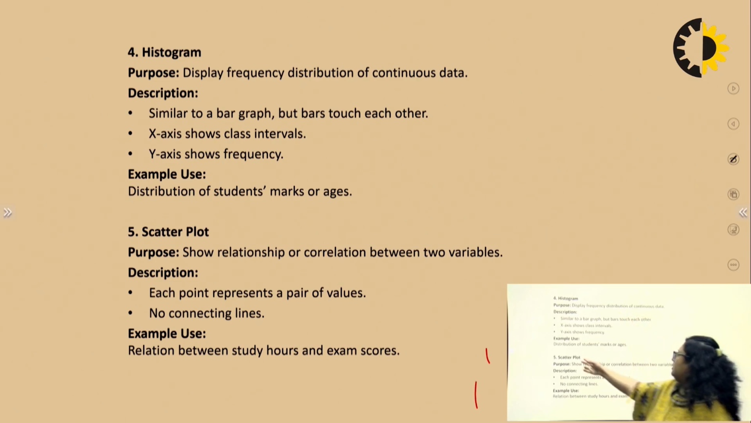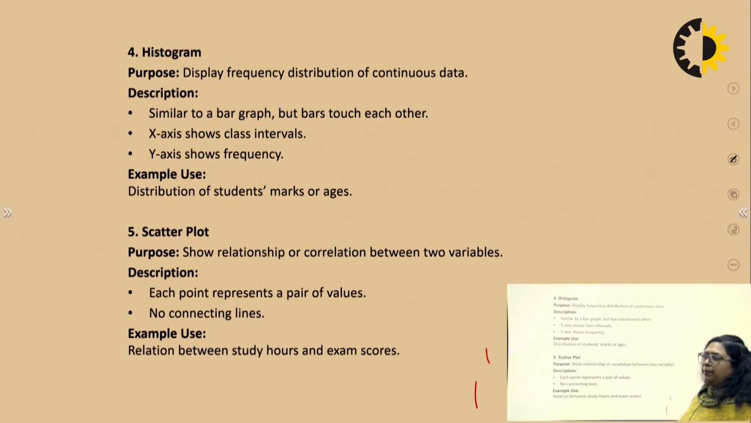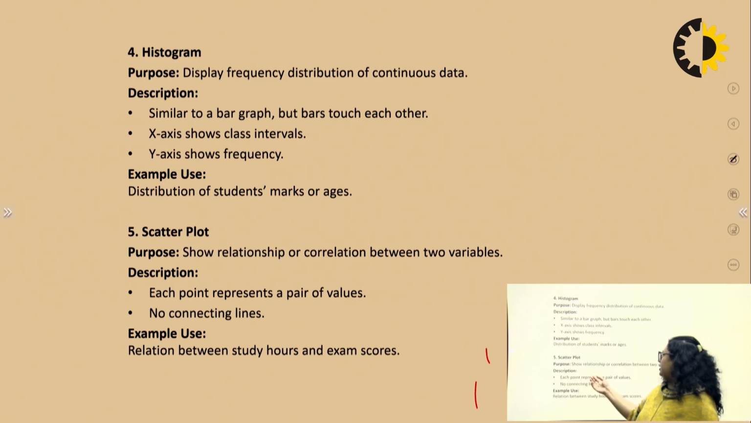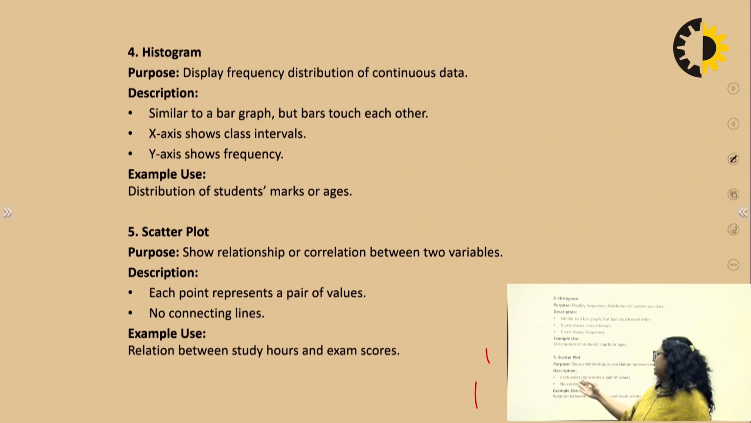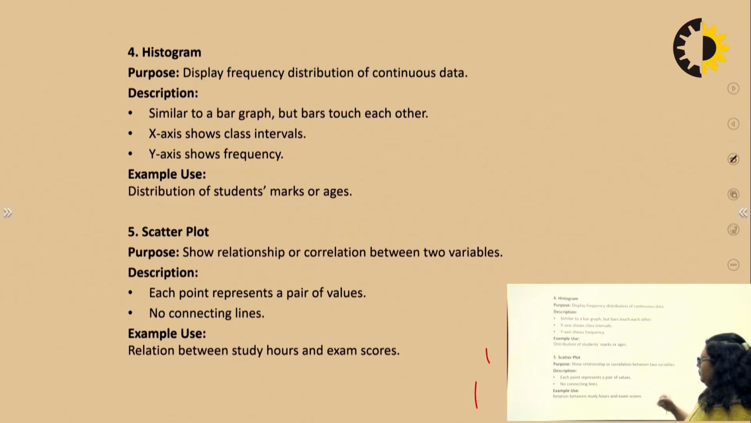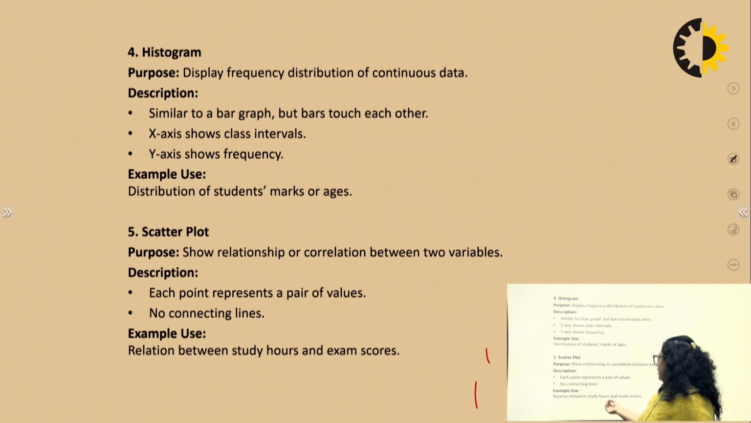Next is the scatter plot. What is the purpose of a scatter plot? A scatter plot shows the relationship or correlation between two variables. In the description, each point in a scatter plot represents a pair of values, with no connecting lines. What is an example of a scatter plot? The relationship between study hours and exam scores is represented with the help of a scatter plot.